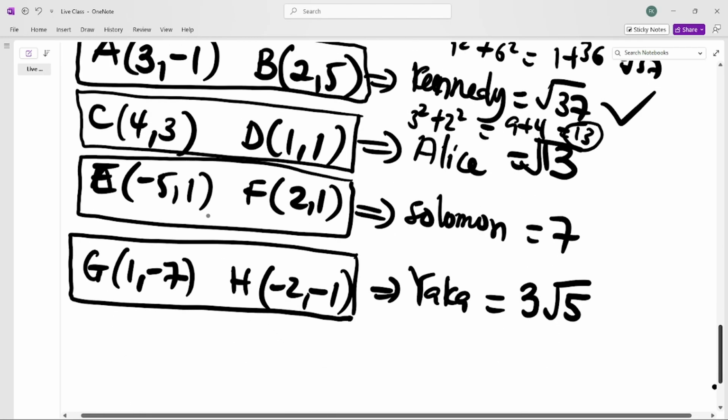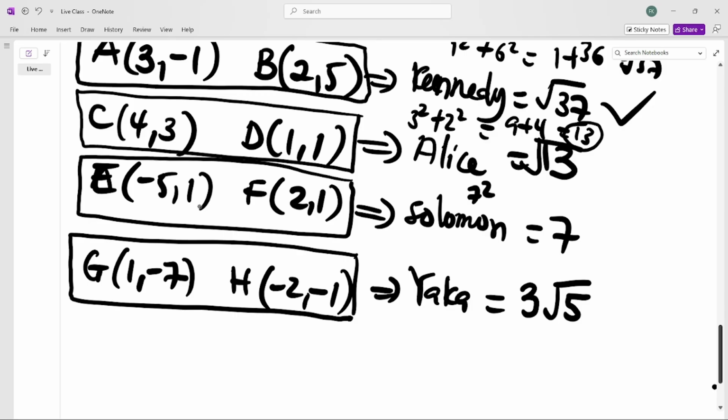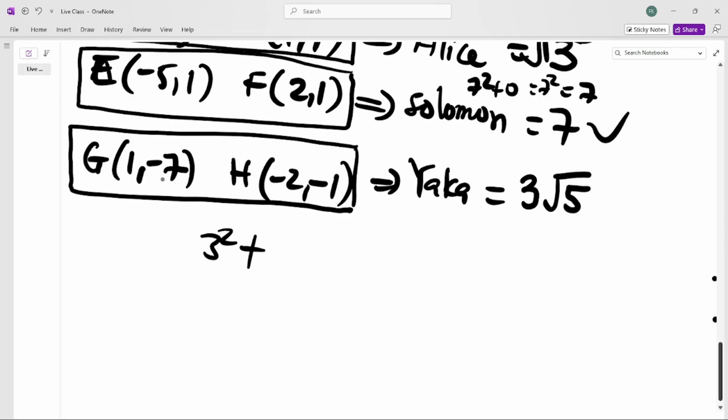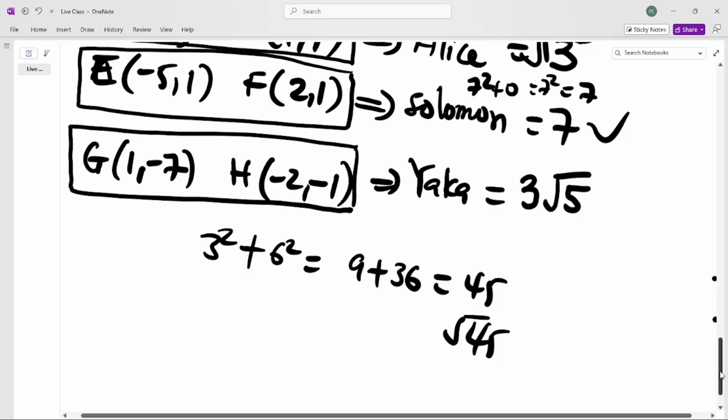Let's confirm Solomon's own. So it's negative 5, 2. That will give me 7, 7 squared. Then 1 minus 1 will be 0. So square root of 7 squared is 7. So Solomon is correct. Let's go to the last one. That will be 3 squared plus negative 1 minus 5, that will be 6 squared. That will give us 9 plus 36, which is 45. So the square root of 45. Yeah, that's very correct.